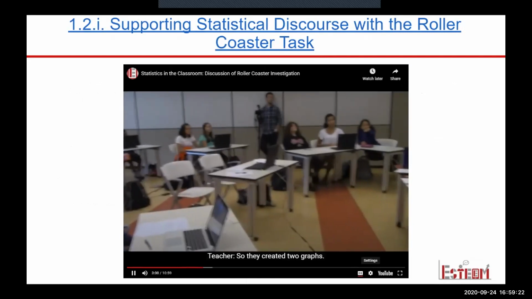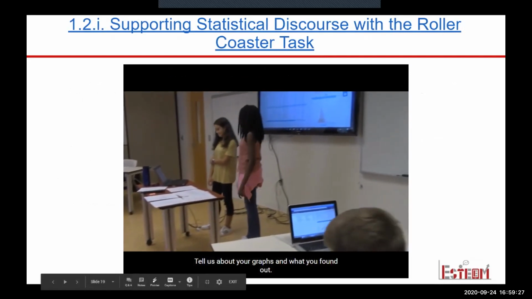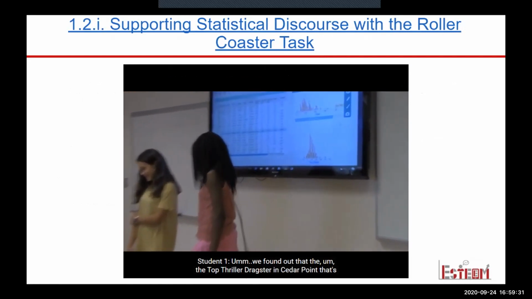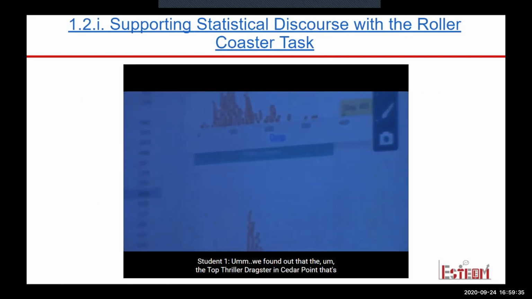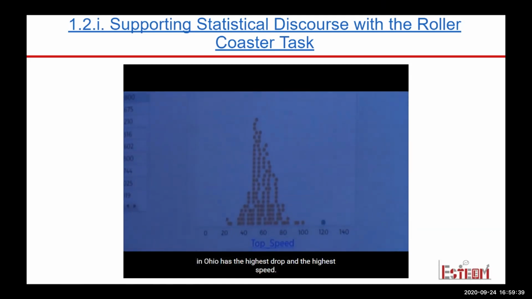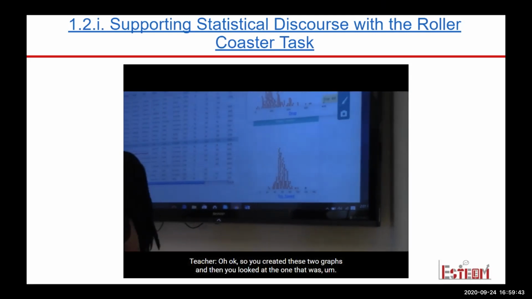So they created 2 graphs. All right, tell us about your graphs and what you found out. We found out that the top thriller dragster in Cedar Point, that's in Ohio, has the highest drop and the highest speed.